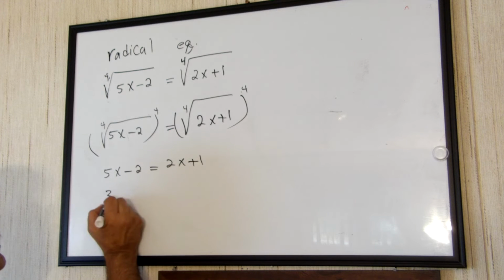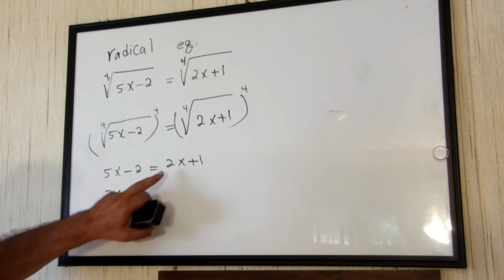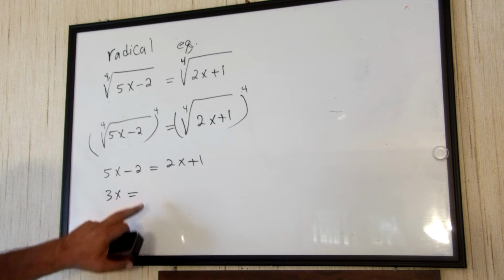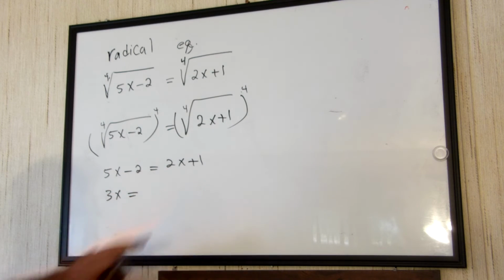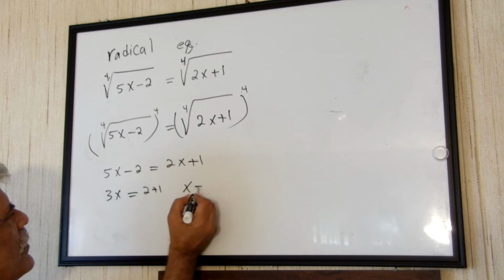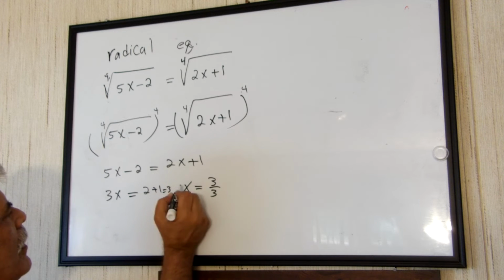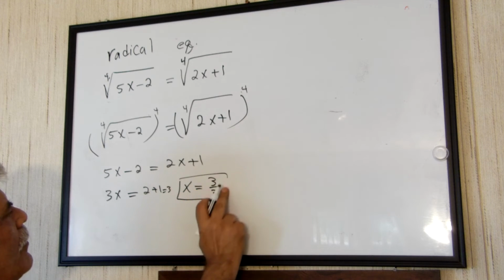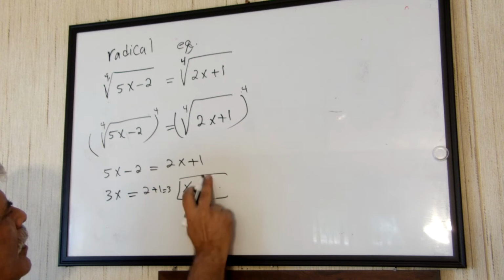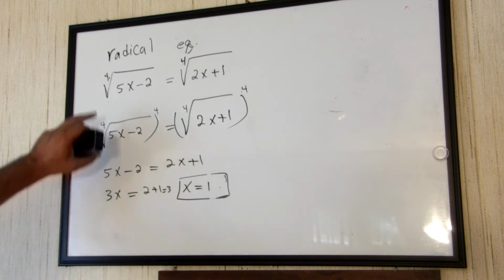And this one is going to be 3x, and this 2 is going to become minus 2x here, and plus 5x is going to be 3x, and this side is going to be 2 plus 1. So x is equal to 3 over 3, which is 1. x is 1.